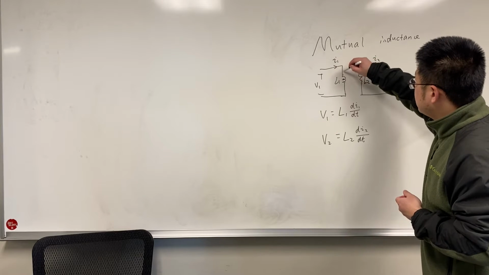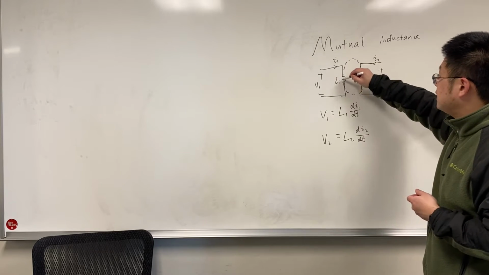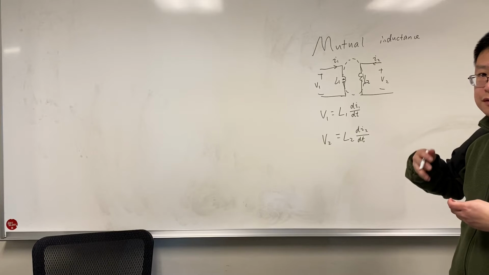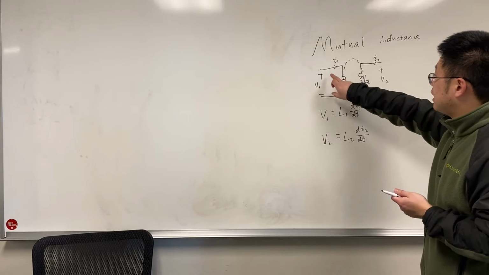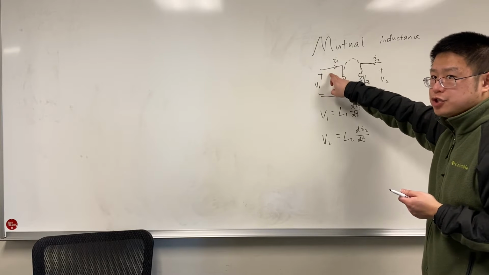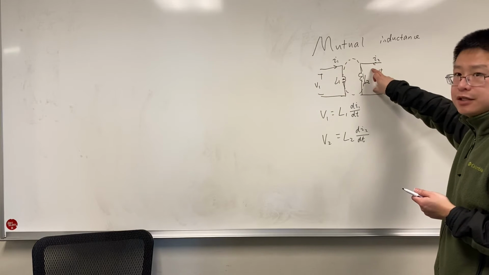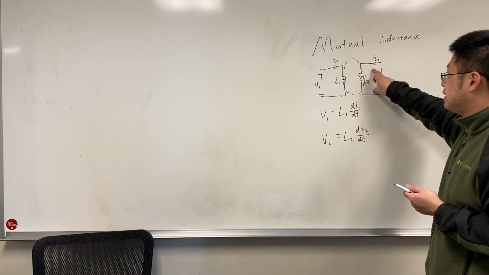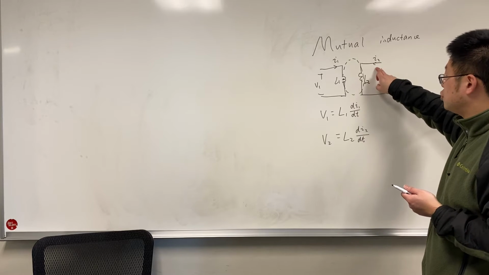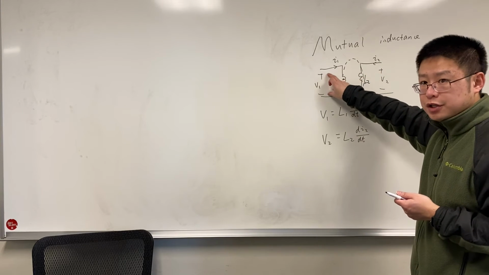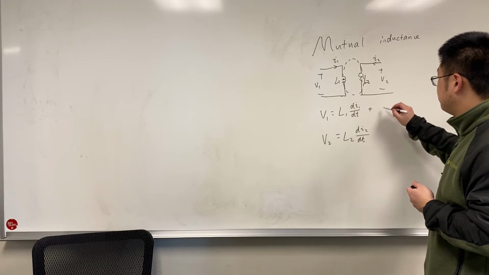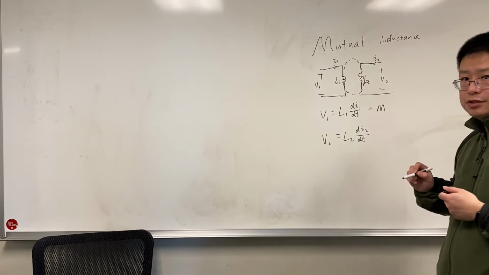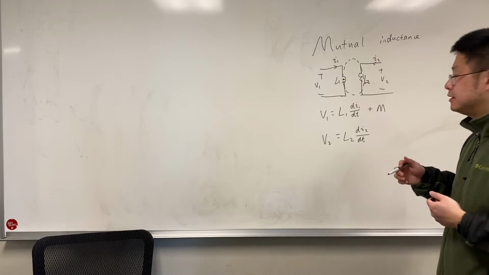However, if we consider the magnetic coupling between the primary and the secondary side, the current I1 will generate a voltage on the secondary winding, and the secondary winding current I2 will generate a voltage on the primary winding, so we use M to denote the mutual inductance.